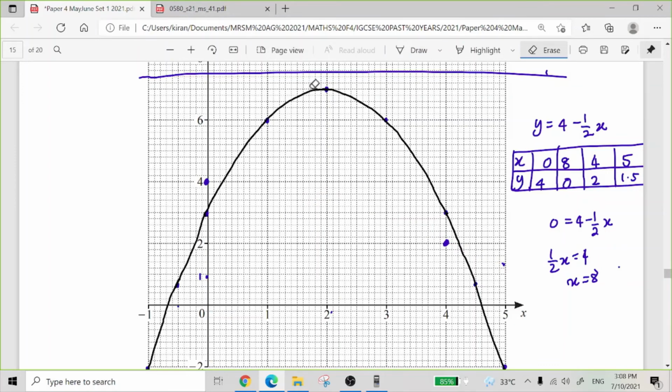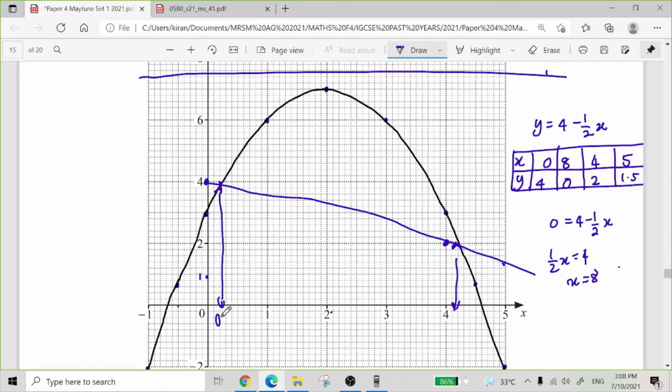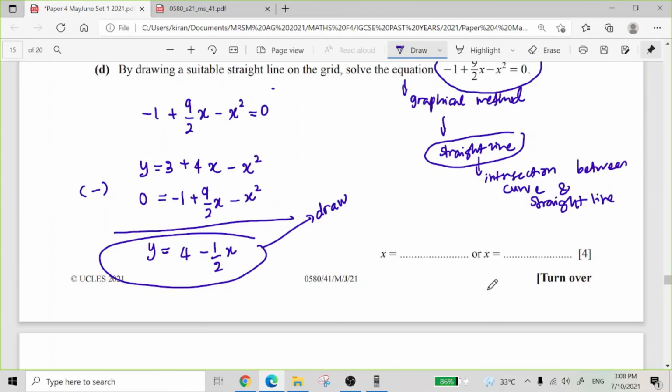Okay, so when you draw it, the part of intersection, that is the solution. Draw it properly, okay? At the intersection you will get the answer here. That is the answer: you will get 0.2 until 0.3 or 4.2 until 4.3. Roughly 0.2 and then 4.3. So those are the solutions.